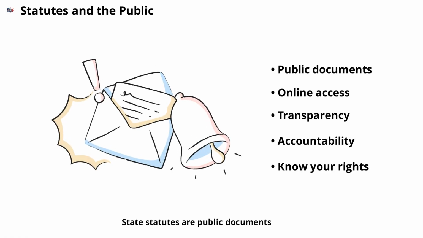State statutes are public documents, meaning anyone can access and read them. Most states publish their statutes online, making it easy for citizens, businesses, and lawyers to stay informed about the law. Public access promotes transparency and accountability, ensuring that everyone knows their rights and responsibilities under the law.